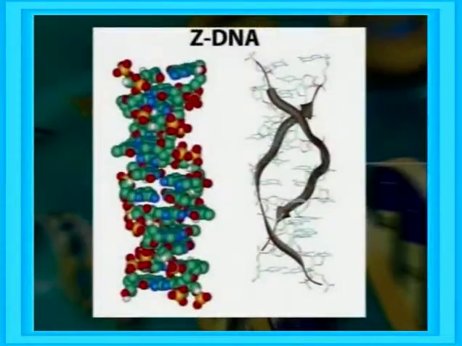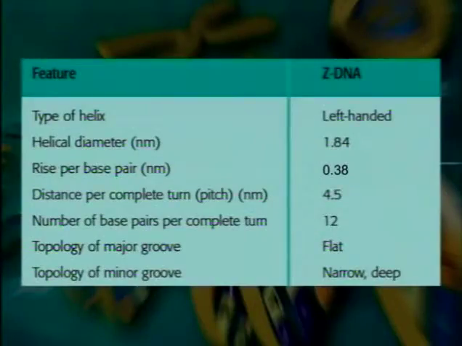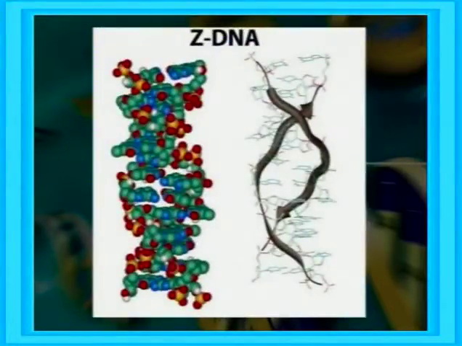As far as Z-DNA is concerned, it is even more different from B-DNA. There are no grooves and the helix shows left-hand coiling. There are 12 base pairs per helical turn, with the rise of 0.38 nanometer per base pair. In Z-DNA, the sugar-phosphate backbone follows a zigzagged path, giving it its name, Z-DNA.